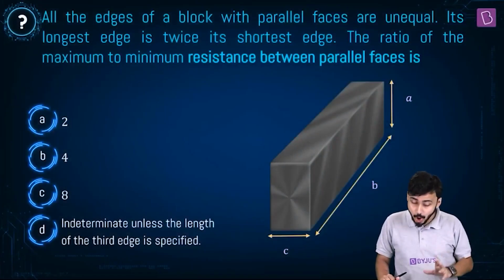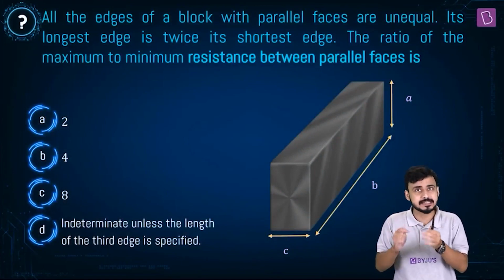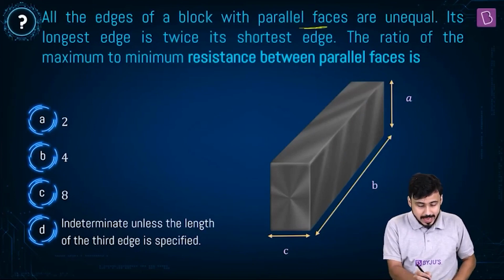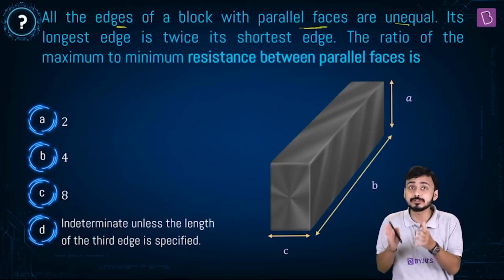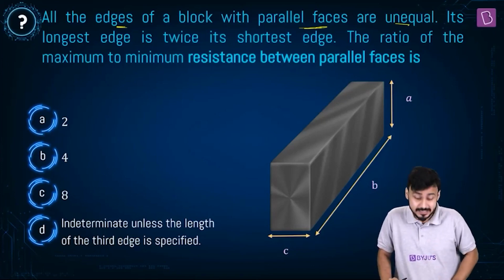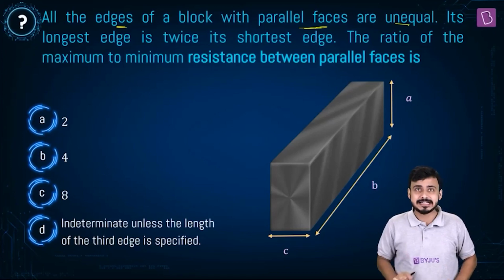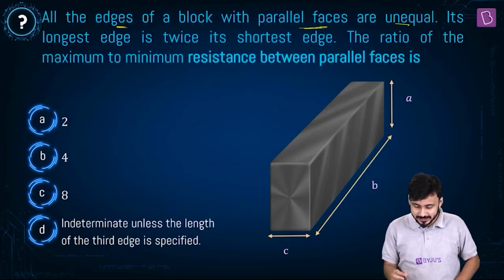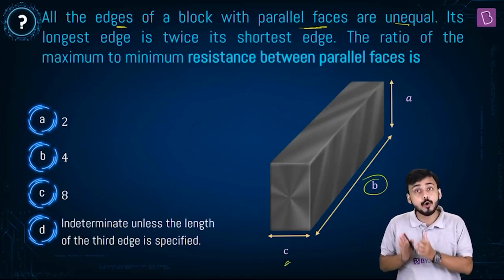Here the statement is, all the edges of a block with parallel faces. Parallel faces means the opposite faces are parallel. So the opposite faces are parallel and the edges are unequal. That means the side lengths are unequal but the opposite faces are parallel. Now the statement says its longest edge is twice of its shortest edge. That means if you look into the figure given, there are three sides A, B and C. And from the figure you can get this intuition that B is the longest and C is the shortest. And you can see the opposite faces are again parallel as said in the problem.